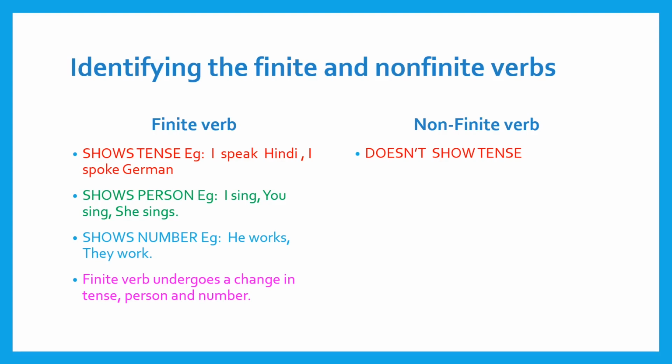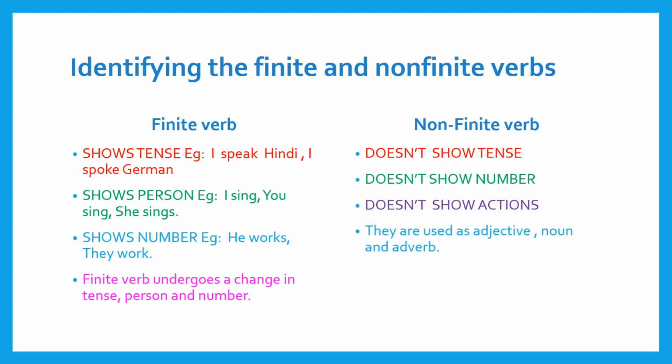Now let us come to the non-finite verb. So what happens in the non-finite verb? It doesn't show any tense. It neither shows any number nor any person. They are used only as adjectives, nouns, and adverbs. And here I would like to tell a very important aspect that there are three types of non-finite verbs which we have to learn in detail: gerunds, infinitives, and participles.